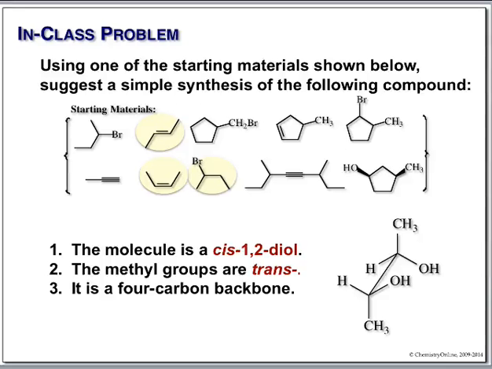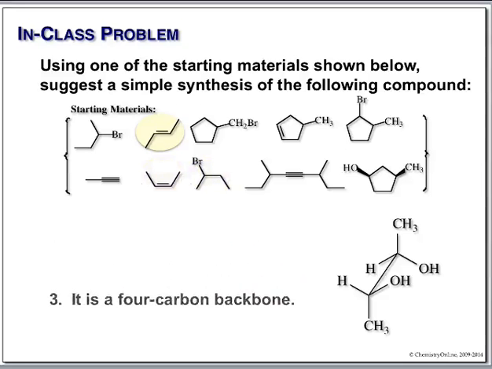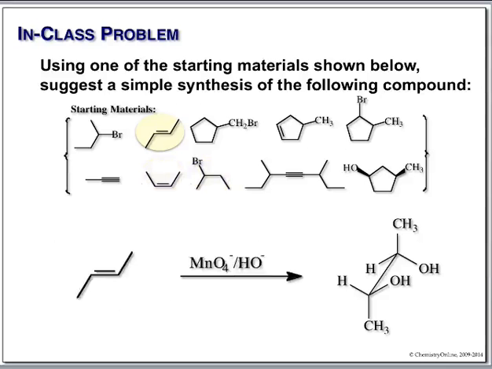Again, look at this. Hydroxyl groups are on the same side. Methyl groups are on opposite sides. So they're trans. So we're using this as our starting material. Again, our reaction conditions: either osmium tetroxide or the simplest, alkaline permanganate.